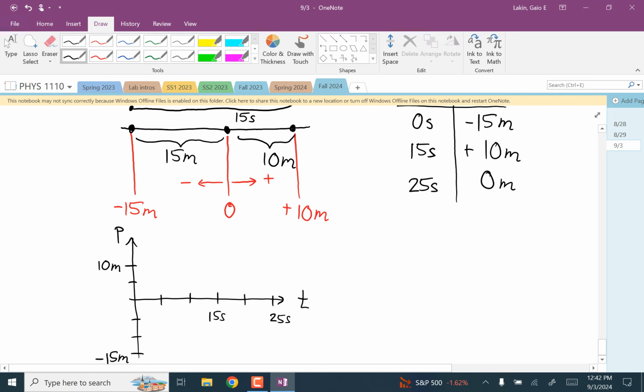And it starts at 0, negative 15, so plot the point 0, negative 15. Then plot the point 15, positive 10. Then plot the point 25, 0. And it looks something like this. It would have a curve to it, but you don't have to worry about the curve. Just connect the points.